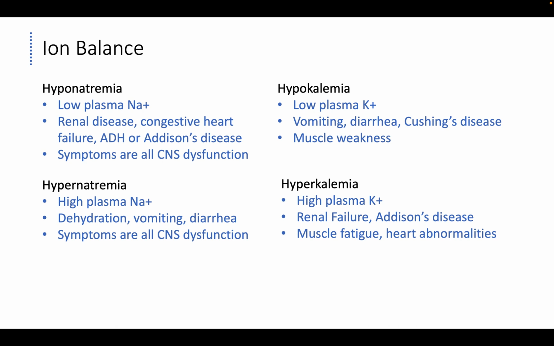Now, you can also look at potassium, right? And so potassium is also existing in a very narrow range, a very narrow threshold of different ions. It's anywhere from 3.5 to 5 or 5.2 milliequivalents per liter. And so anything below 3.5 is considered hypokalemic or hypokalemia. Anything above that is considered hyperkalemia.